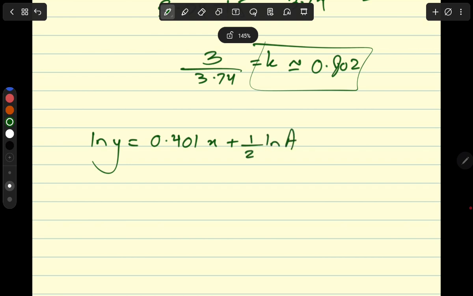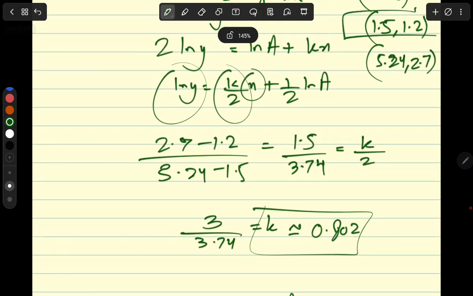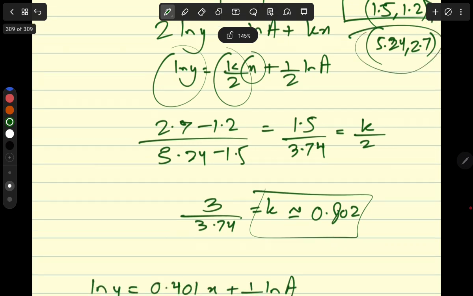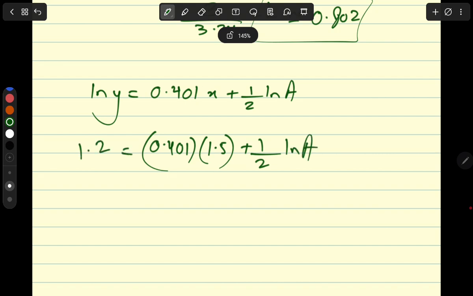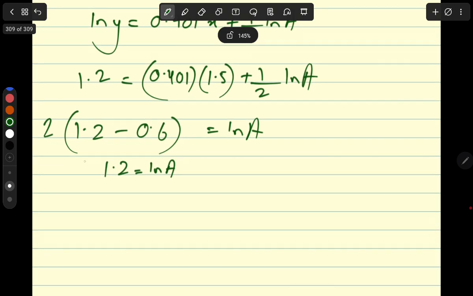Now I also need to find the value of a. So how can I do that? I can just plug in either this coordinate or this coordinate into the system. So 1.5 and 1.2. So 1.5 is x, 0.401 times 1.5 plus half ln a equals ln y, which was 1.2. So this becomes 1.2 minus 1.5 times 0.4, which is approximately 0.6, times 2 equals ln a. So this is 1.2 equals ln a. This 1.2 is approximate because this is 0.401, so the value is going to be something different, but I'm just using the approximate values.